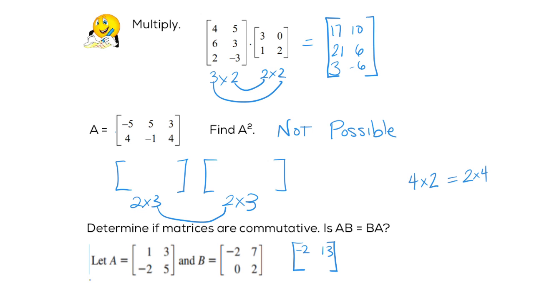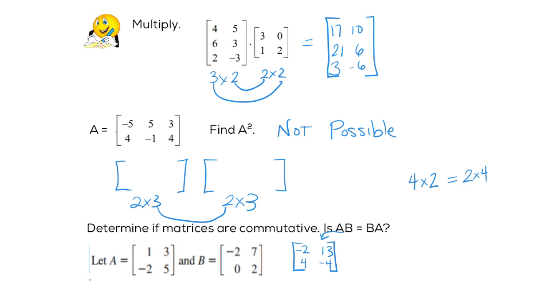Second row is going to end up being a 4 and 0. And then I have a -14 and a 10. All right, so this is A times B. I should have designated that. That's A times B. So now our question is, is B times A going to be exactly the same?